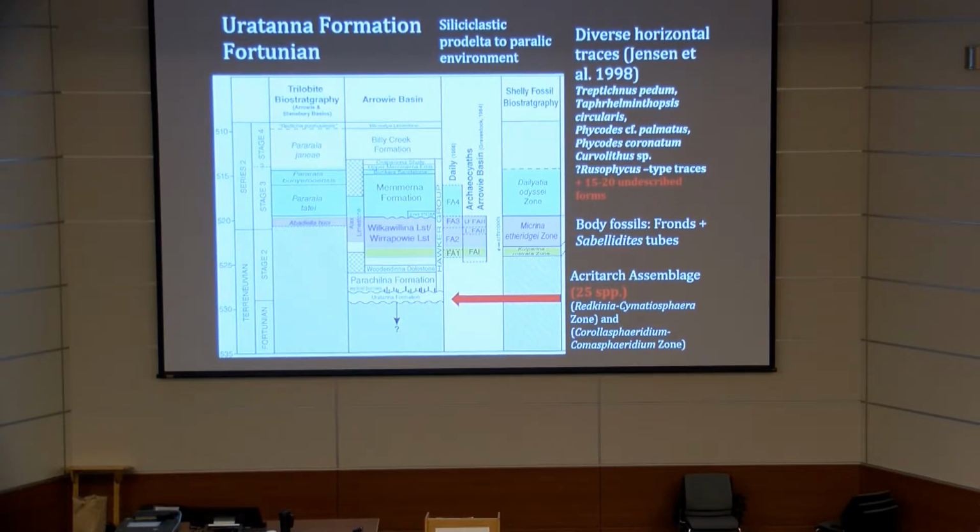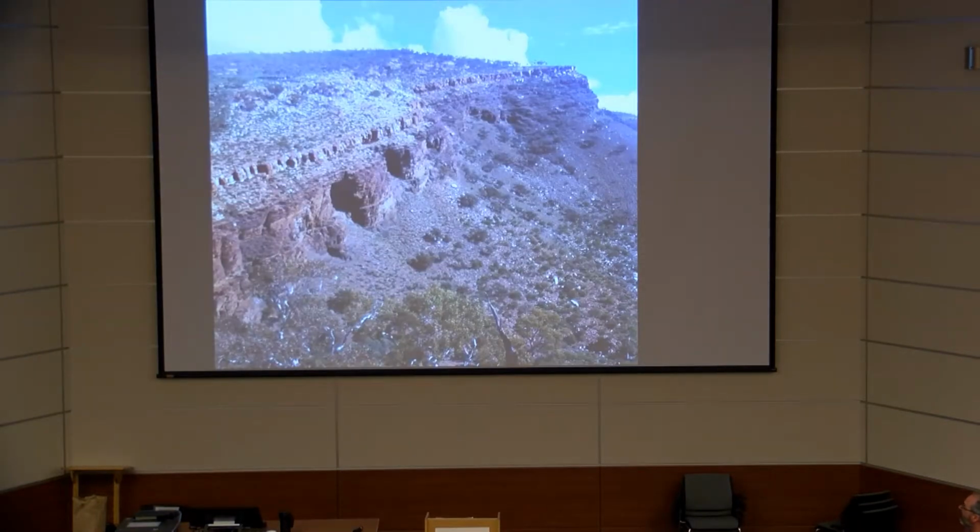Soren et al. 1998 illustrated some and had a faunal list with their biostratigraphy, at least within the Uratana. But there are at least 15 to 20 undescribed forms in the Uratana Formation. And it's a spectacular outcrop. This is Castle Rock, and the Uratana is this bottom part here.